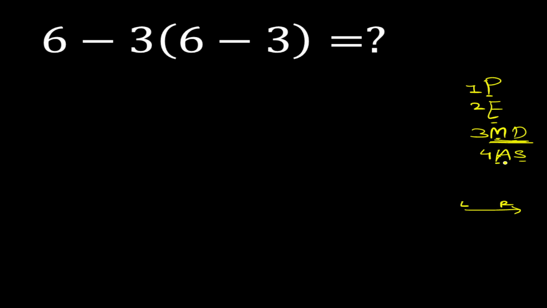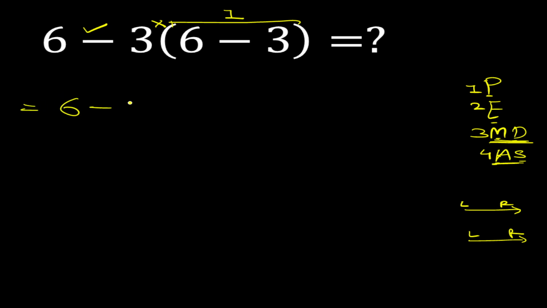Fourth priority is addition and subtraction. Also addition and subtraction both have equal priority, so we have to solve it from left to right. So in this question, here we have one subtraction, here multiplication, and here one parenthesis, right? So according to PEMDAS, first we have to solve this parenthesis.